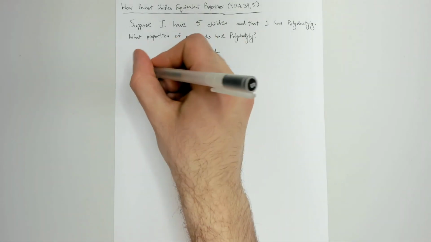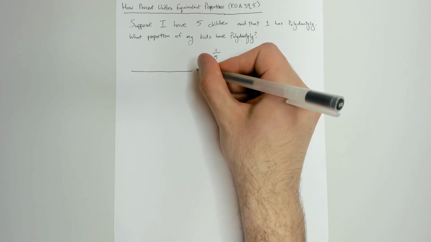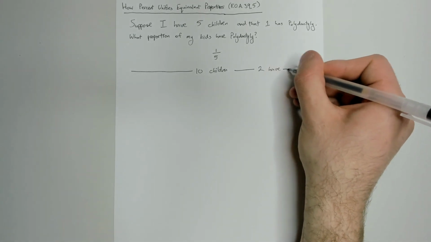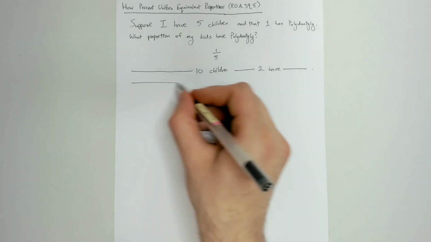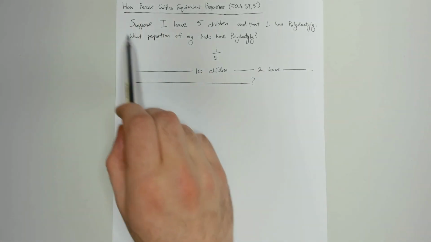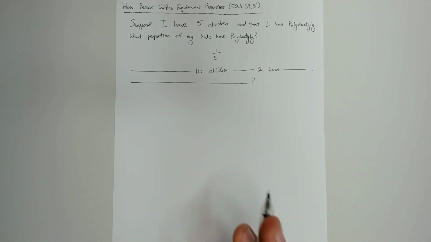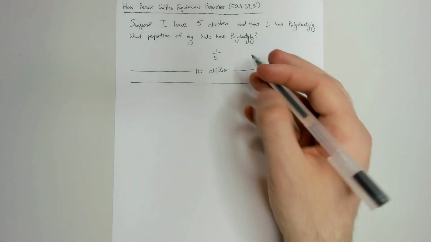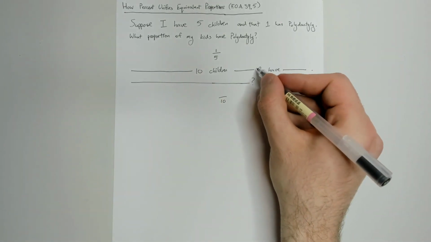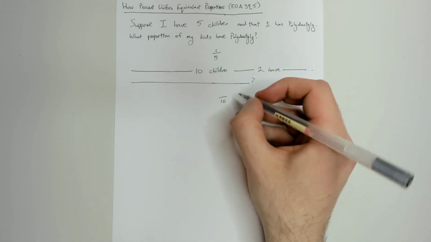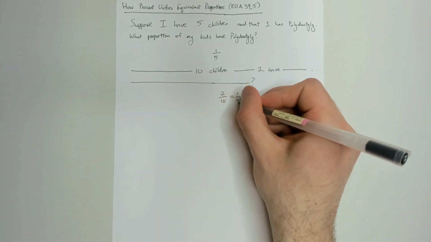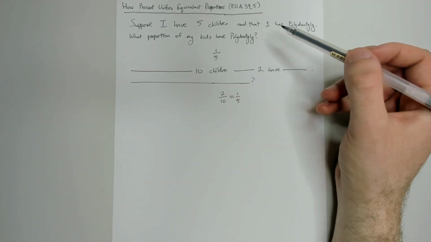Suppose now I have 10 children, and that 2 have polydactyly. What proportion of my kids have polydactyly? I just used lines to indicate that I'm copying what was above. It's the same question, but now with 10 and 2 having polydactyly. So the total now is 10, and the amount that actually have the condition is 2. And 2 out of 10, we know, can be simplified into 1/5. So it's the same proportion as with the first question.